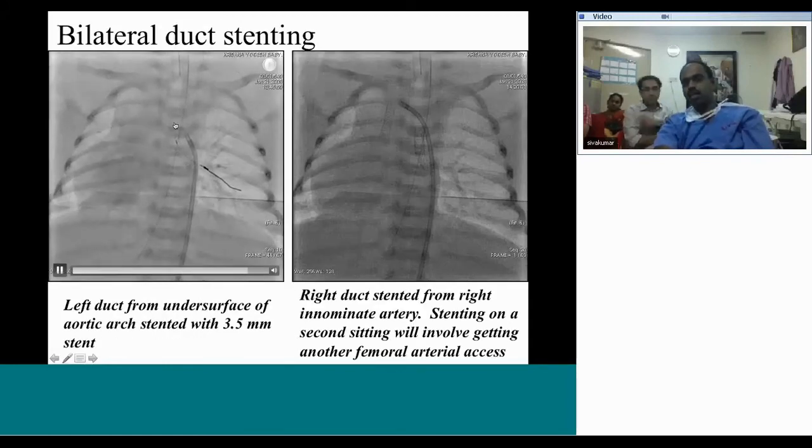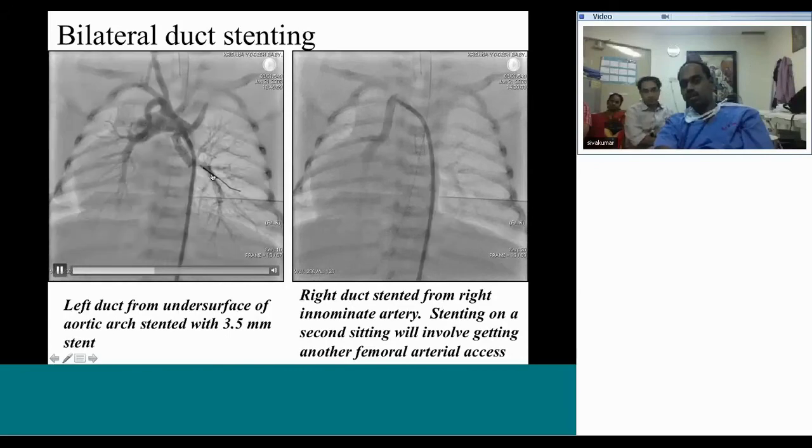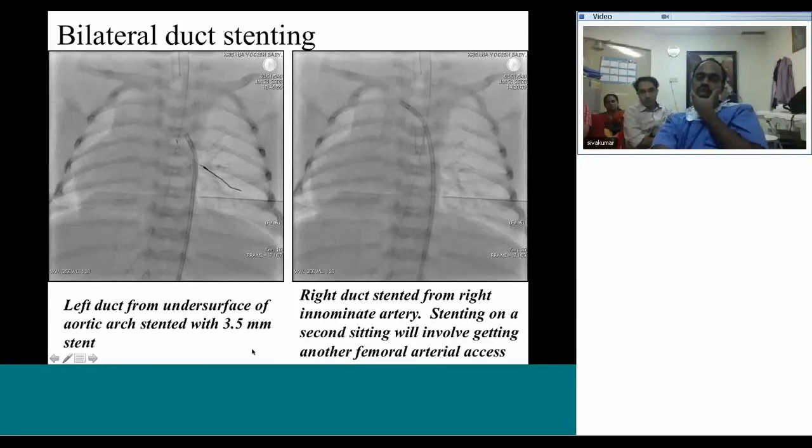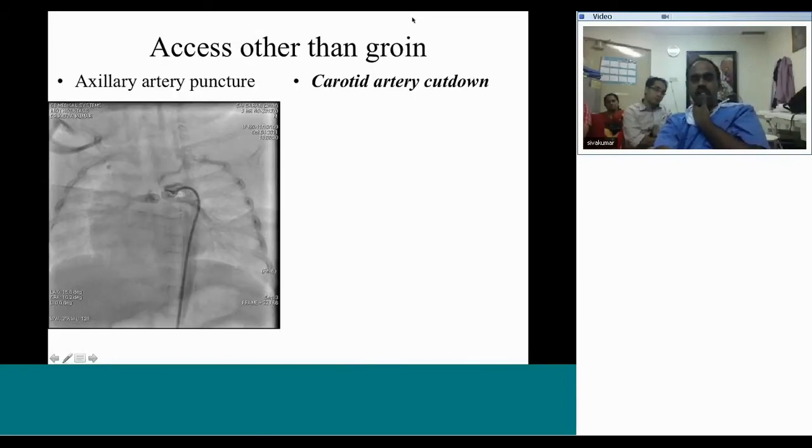Bilateral ductal stenting. This is a left aortic arch, left-sided duct being stented. This is the right-sided PDA. Right-sided duct being stented. So this is the left stent and this is the right stent. This is far safer than doing a neonatal BT shunt in a patient by creating an artificial confluence.